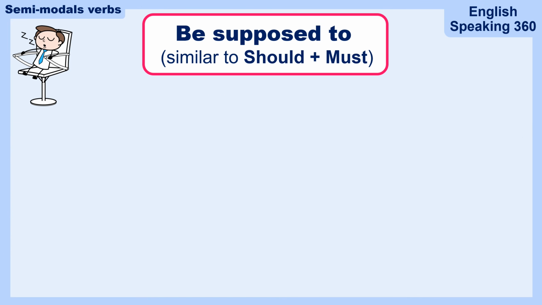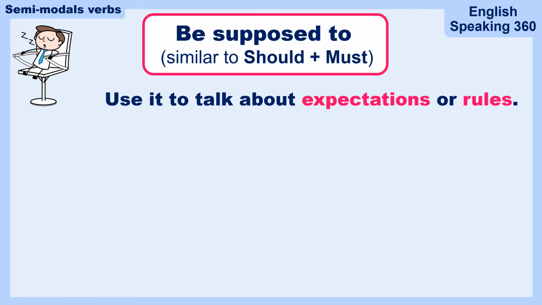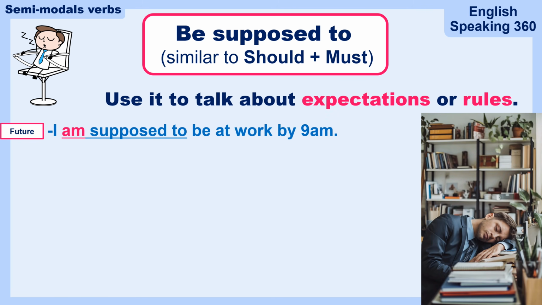Be supposed to is similar to should and must put together. So use it to talk about expectations or rules. For example, I am supposed to be at work by 9 a.m. Now, once again here, I am, but it is not the present tense. I am supposed to be at work by 9 a.m. It has a sense of future. In this case, it is a future, but there is no will to express the future.